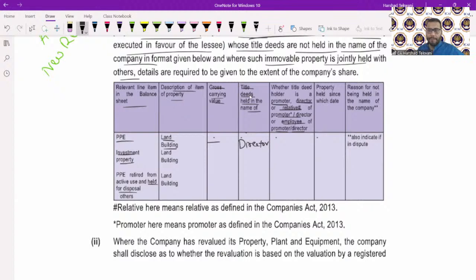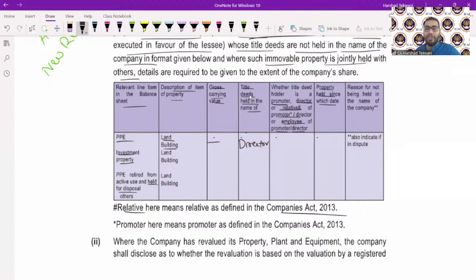Either it's a promoter, director, or it's a relative of the promoter, director, or it's an employee of the promoter or director. Relative means relative as defined under the Companies Act. So you need to provide who the person is, and what the relation is. We can say, okay, he's a relative of the promoter, a relative of the director, an employee of the promoter, or the promoter himself.